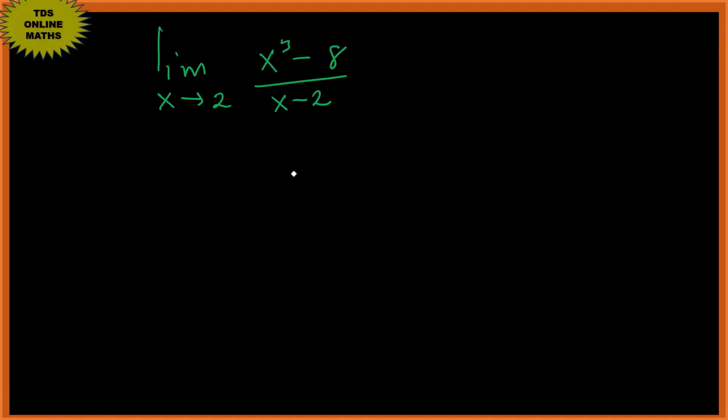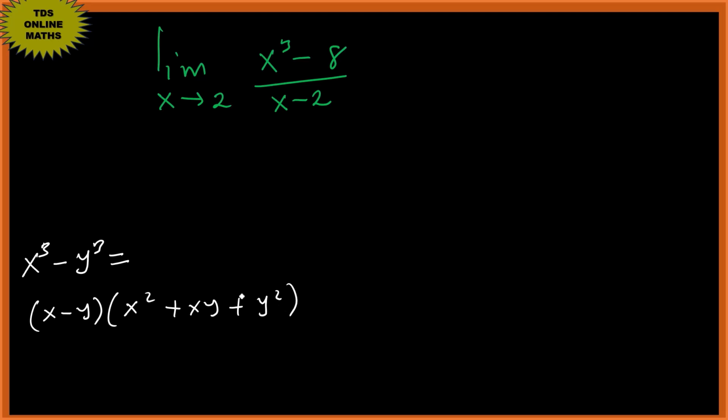All right, let's go ahead and evaluate this limit. So we have x cubed minus 8 on x minus 2, as x approaches 2 here. So let's focus on the numerator. Now, when you are given x cubed minus y cubed, it is the same as x minus y times x squared plus xy plus y squared.